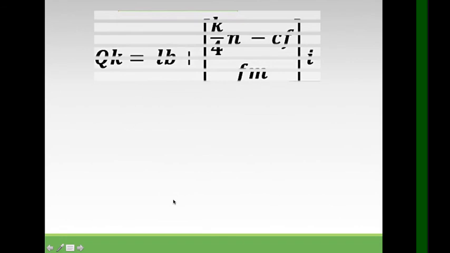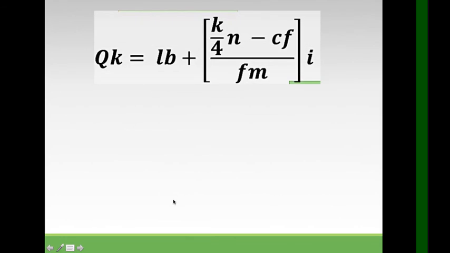After determining the table, we will use this formula. The QK equals lower boundary plus quantity K over 4 and minus CF over FM times I. Our K is 3. Paano naging 3? Di ba ang given natin kanina ay Q3, kung natatandaan ninyo. So, K is equal to 3. That is the third placement, no?